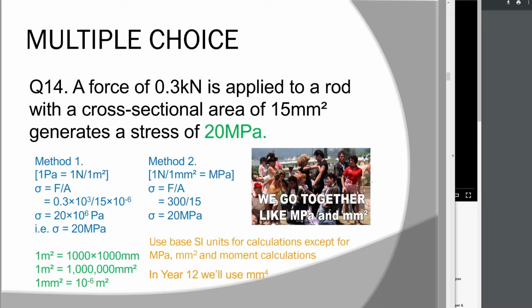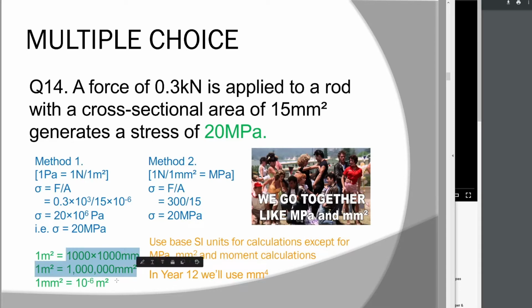Typically I always say that if you're given areas in millimeters squared, then we want to remember we go together like megapascals and millimeters squared. And the main reason why that's really important is in year 12 we're going to use millimeters to the power of 4, which is some 4D stuff, and it's a bit trippy, and it's this conversion here.